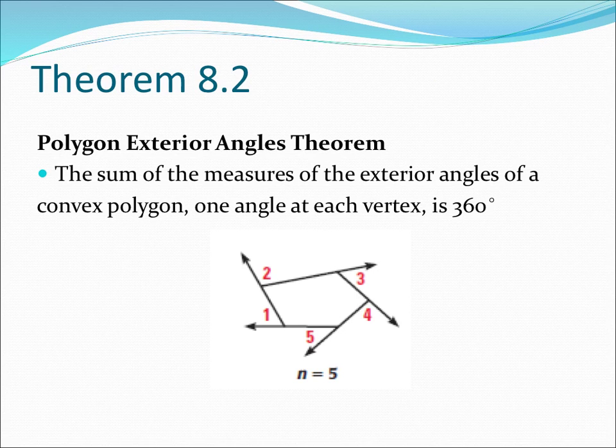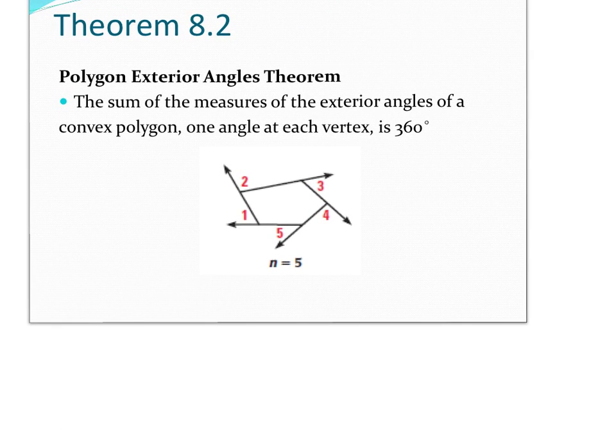All right, and then theorem 8.2 is called the Polygon Exterior Angles Theorem. This says that the sum of the measures of the exterior angles of a convex polygon, one at each vertex, is 360 degrees. So if I took my initial polygon here, 1, 2, 3, 4, 5 sides, so this is a what? Pentagon, right? And at each vertex, I drew one exterior angle. So there's 1, 2, 3, 4, and 5. And then the sum of all these angles is 360.